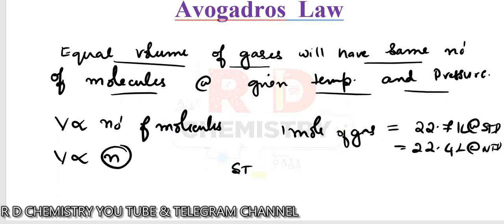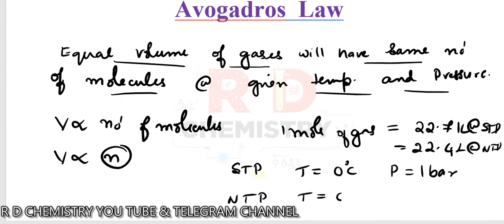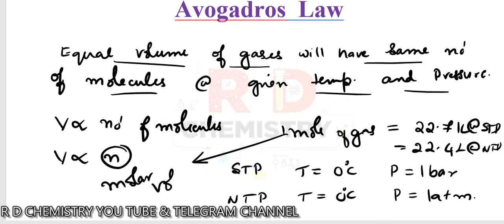What are STP and NTP? STP means temperature being 0 degree centigrade and pressure being 1 bar. NTP stands for normal temperature and pressure. Temperature is the same, 0 degree centigrade, and pressure being equal to 1 atmospheric pressure. The volume occupied by 1 mole of the gas is always known as the molar volume. Molar volume values can be different. It can be 22.71 or 22.4 depending on the condition. So the volume occupied by 1 mole of the gas is always called the molar volume.